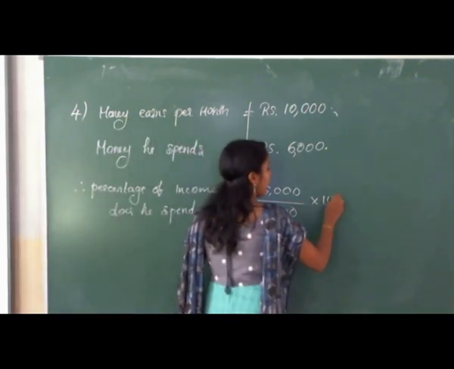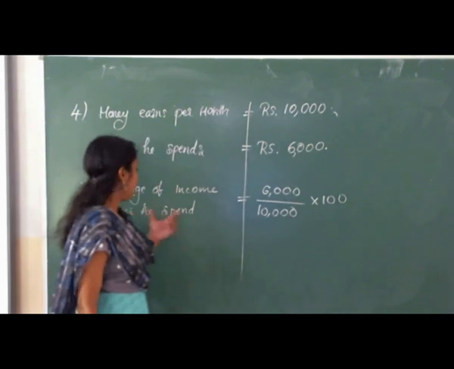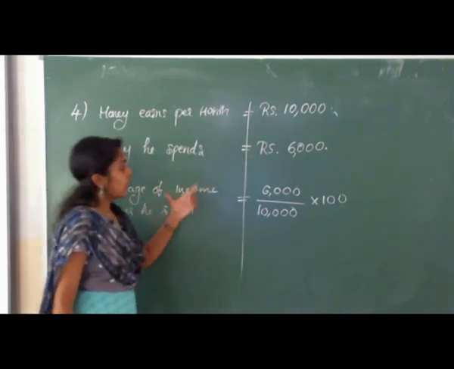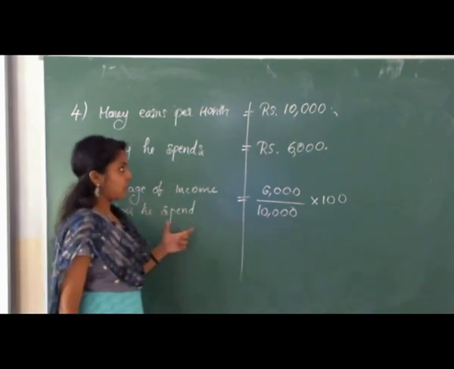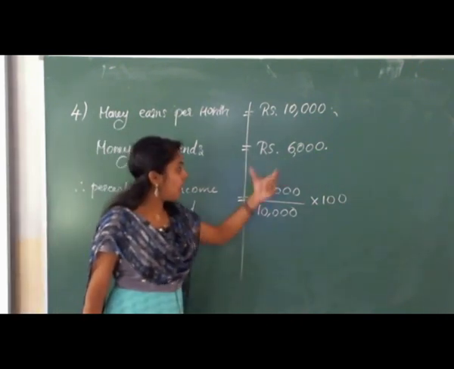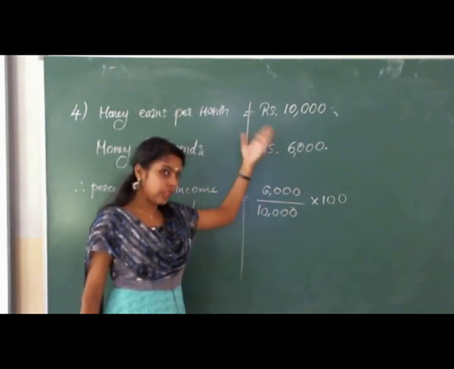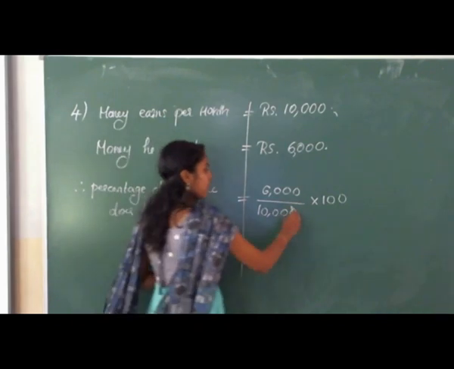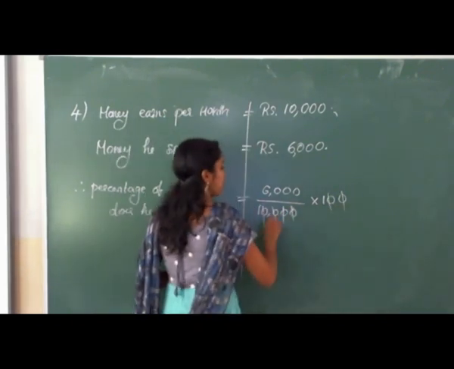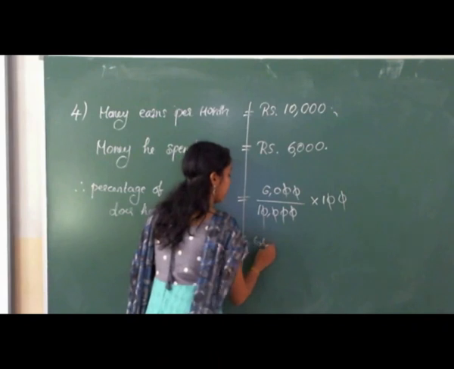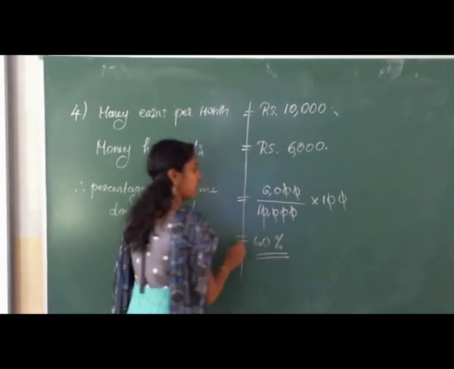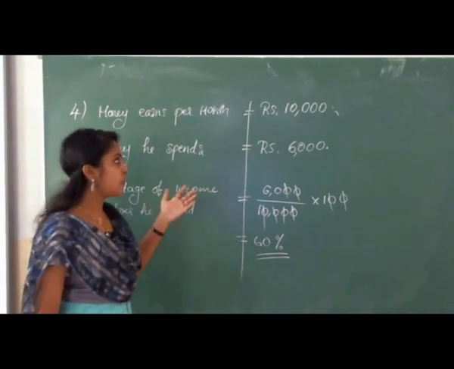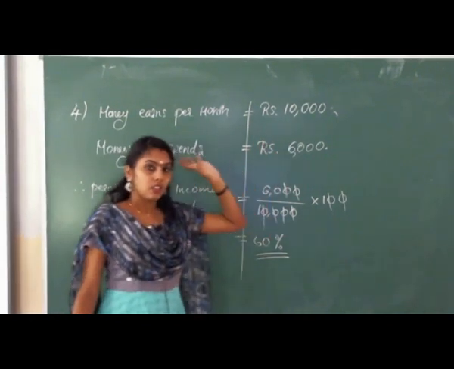So, they are asking to find out the percentage, so into 100, because it is the percentage of income he spends. That is, 6,000 he spent out of 10,000. So, 6,000 by 10,000 into 100, the percentage they are asking. 2 zeros here, 2 zeros here. What's the answer? 60%. Okay, clear?